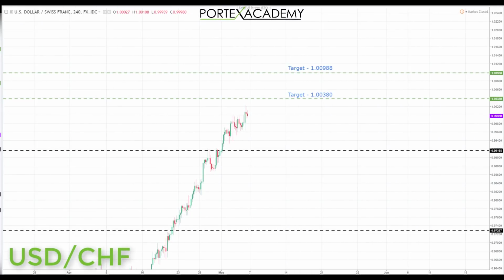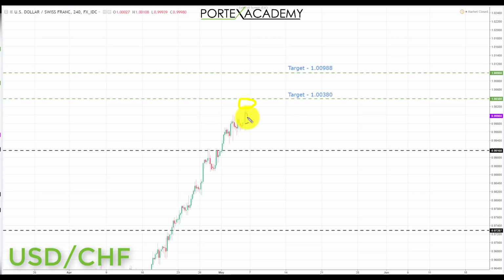Next, we have US dollar Swiss franc. Now, last week we came up and we took out the first target to the upside, and we came very close to taking out the second target to the upside in this key area of resistance over here. So very simply put, going into this week, we are still looking for this to complete and take out the target of the 1.00380 from last week.